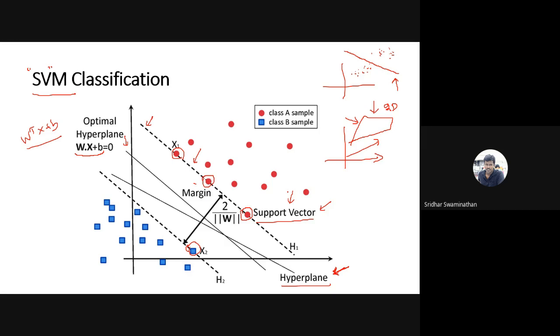Now any doubts? This is the simple model, maximum margin classification. So support vector machine has two concepts. One is the maximum margin, finding what is the maximum margin, and the other one is the support vector. Support vectors are the samples which are falling on top of the margin. So here all the four samples are actually the support vectors. For class red we have 3 samples, for class blue we have 1 sample.